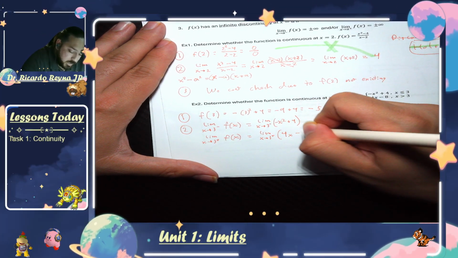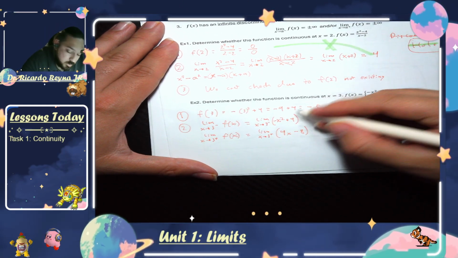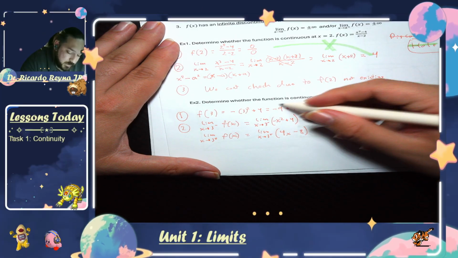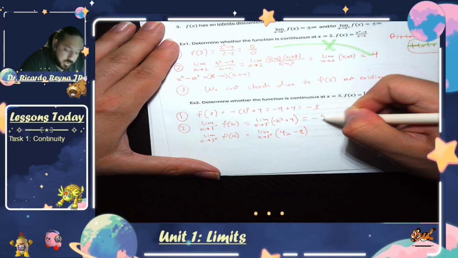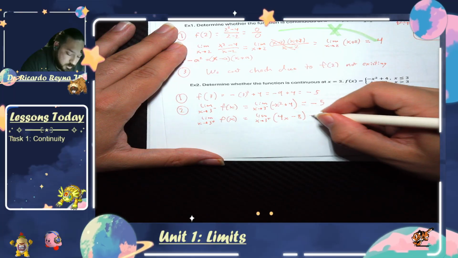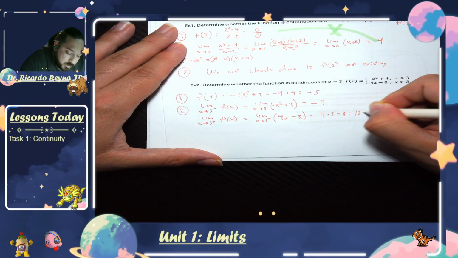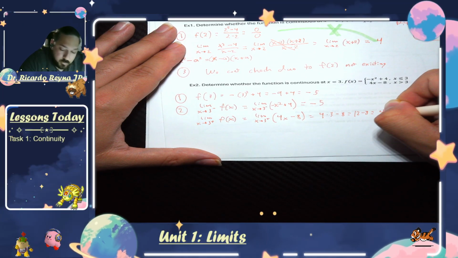4x minus 8. Then for both of these guys, I can use substitution. I technically already did it over here, so I'm just going to skip to the answer, negative 5 for that limit. The bottom here, I need to do a substitution: 4 times 3 minus 8, that's 12 minus 8, which is 4.